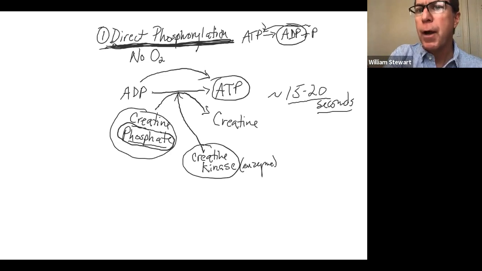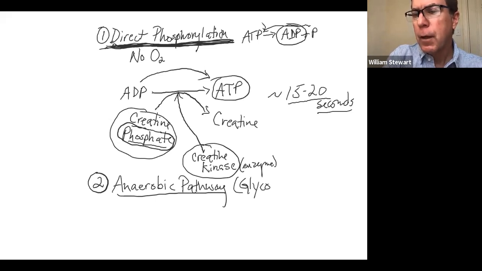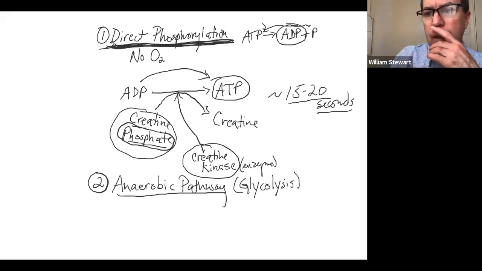So in order to keep running, the body goes to a process called anaerobic respiration. Your book calls it the anaerobic pathway. Way back in Bio 1, that's the same thing as glycolysis. Glyco means sugar, lysis means to break. So we're just going to break a glucose molecule. And by breaking it, it's going to produce energy.